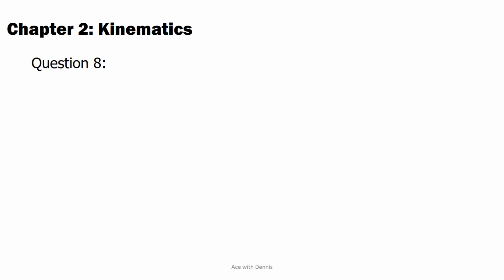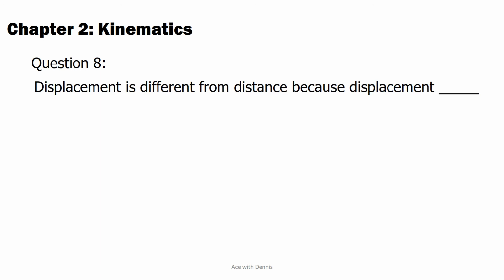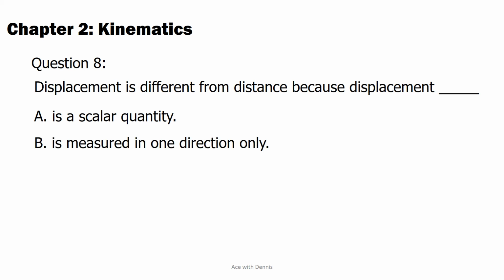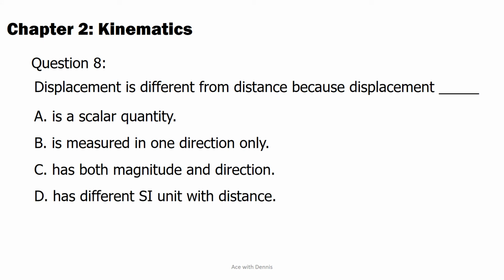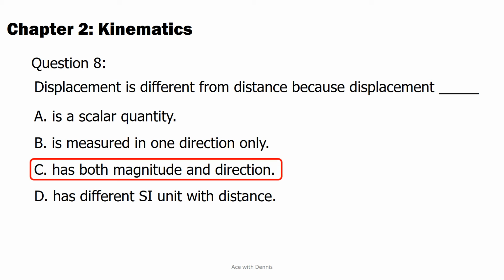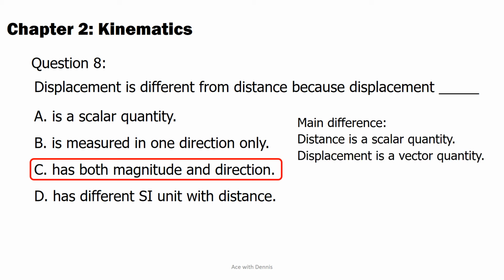Question 8. Displacement is different from distance because displacement A. is a scalar quantity. B. is measured in one direction only. C. has both magnitude and direction. D. has different SI unit with distance. The answer is C, has both magnitude and direction. The main difference between distance and displacement is, distance is a scalar quantity and displacement is a vector quantity. Hence, displacement has both magnitude and direction.